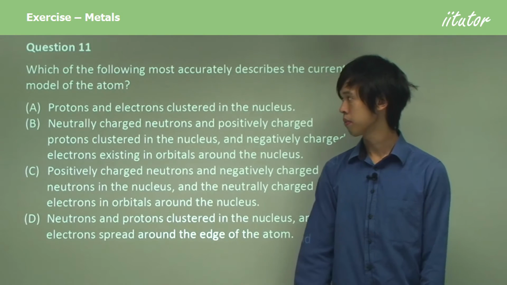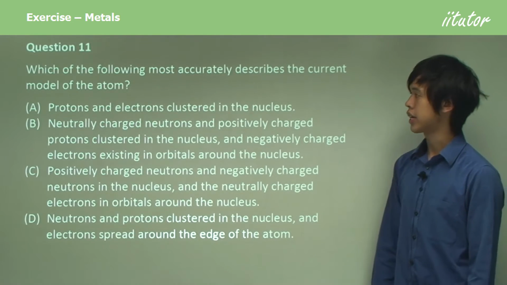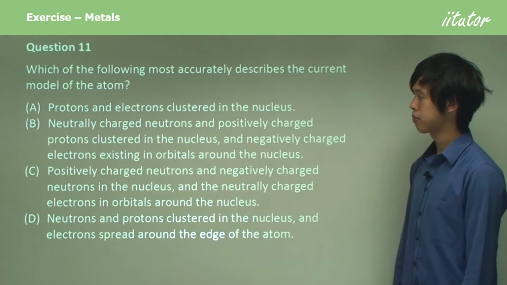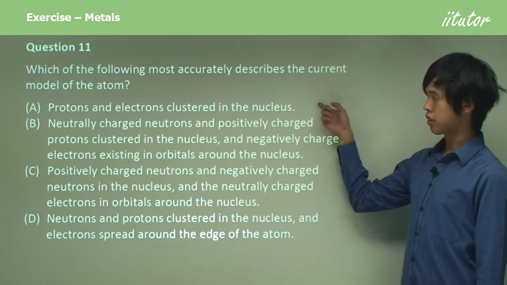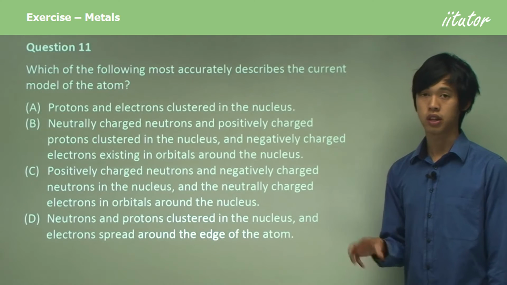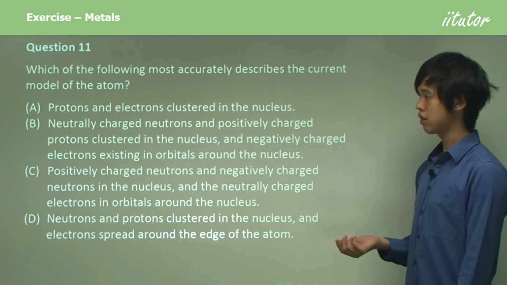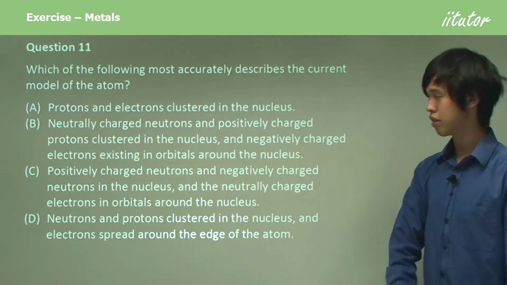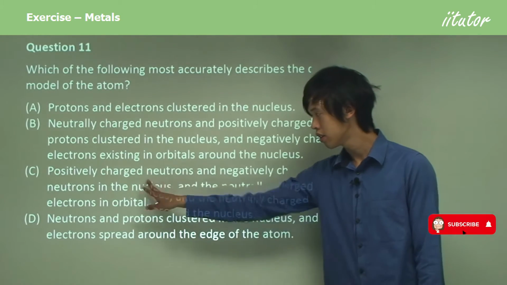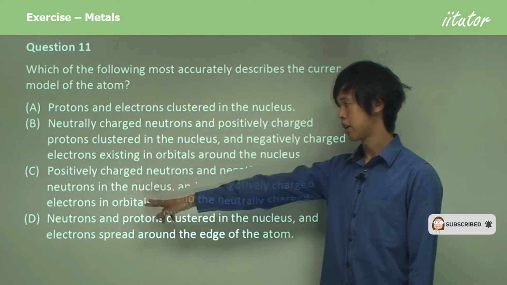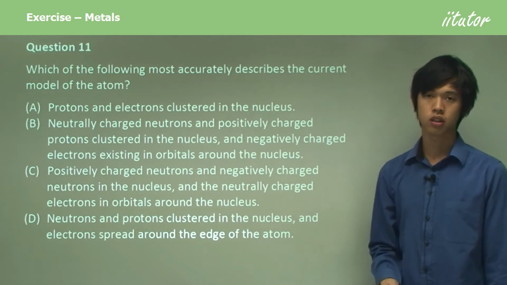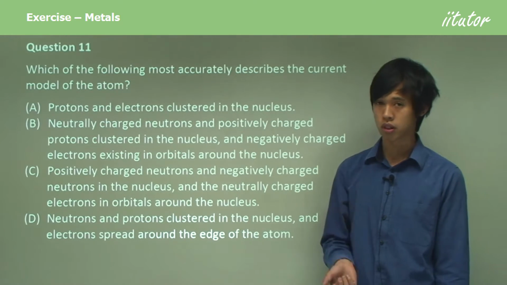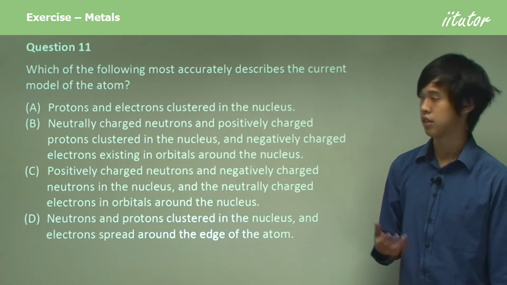Okay. So which of the following most accurately describes the current model of the atom? Okay. So A isn't true because protons and electrons don't cluster in the nucleus, it's protons and neutrons. C is definitely incorrect from the first three words: positively charged neutrons. So that can't be true because you can't have a positively charged neutron. You have a positively charged proton or a neutrally charged neutron.